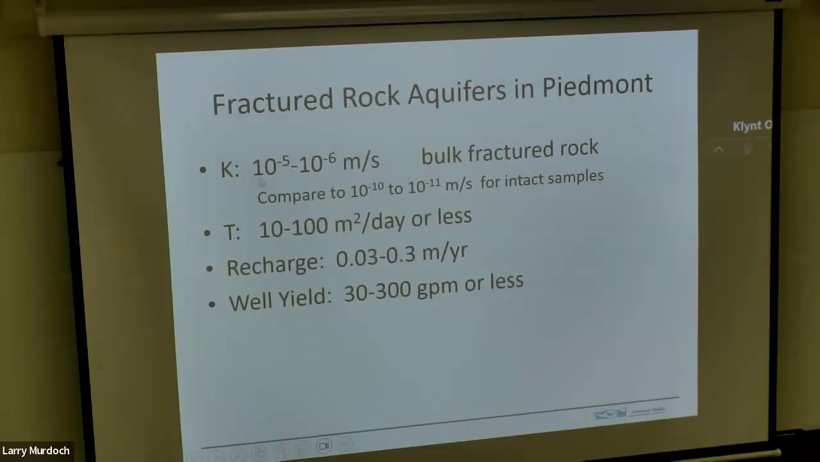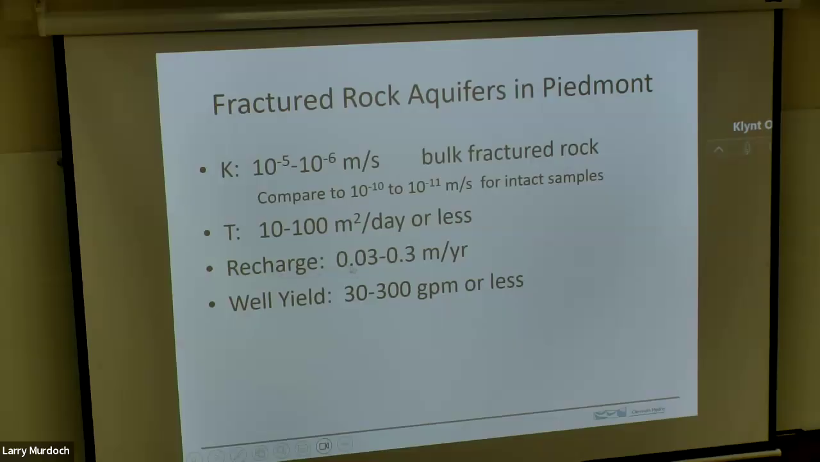Okay, so here's the summary. There's the K of the saprolite and also the shallow fractured rock. And that's several orders of magnitude higher than intact rock. And we take these data and translate it into transmissivity, about 10 to 100 meters squared per day or less.